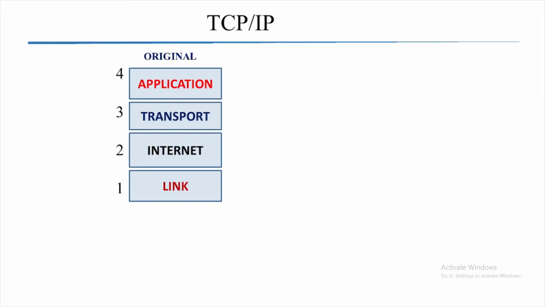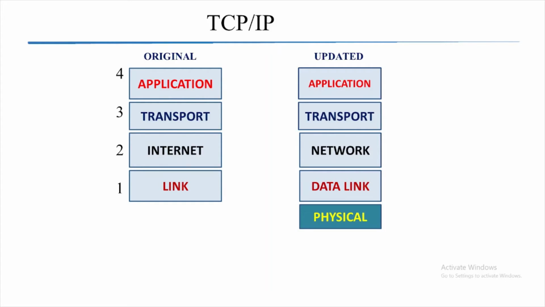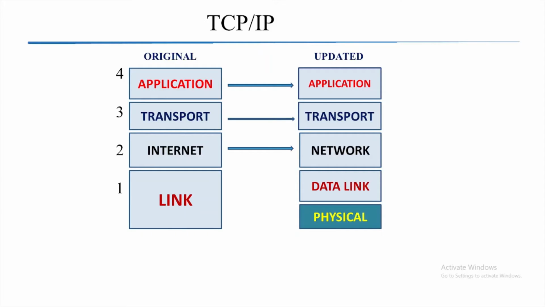protocol suite, and there is a brand new TCP/IP protocol suite with a little bit of modification with 5 layers, right? So bottom up we have the physical layer, data link layer, network layer, transport layer, and application layer. So if you compare this original layer and the updated layer, you can see that there is one layer which is renamed from internet to network, right? So this is layer 2. Layer 2, internet, is renamed to network, and layer 1, which is the link layer, is actually split into 2 layers: data link layer and physical layer.